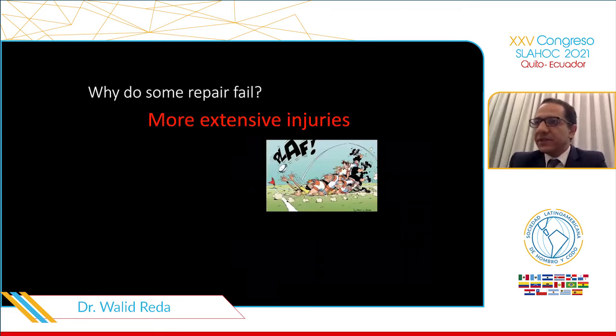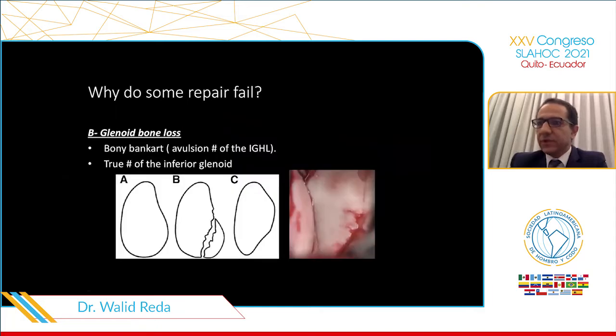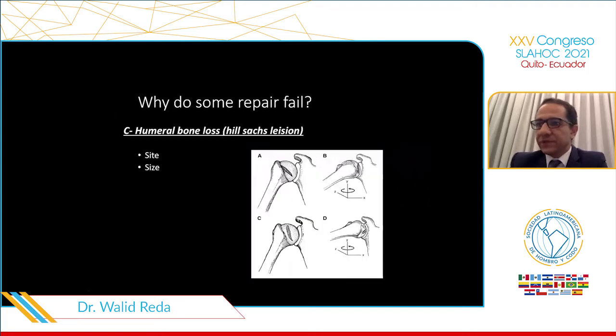But shoulder instability is not only the Bankart lesion. There are other injuries like Hill-Sachs lesion, intrinsic injuries of the glenohumeral ligament, and complex capsuloligamentous disruption. Also, there is important glenoid bony lesion, which may be either an avulsion fracture of the inferior glenohumeral ligament or maybe a true fracture of the inferior glenoid. Also, there is the famous Hill-Sachs lesion, whose clinical importance depends on its size and site.